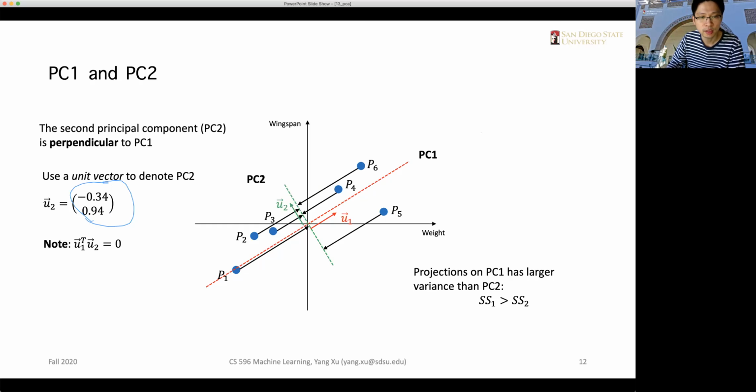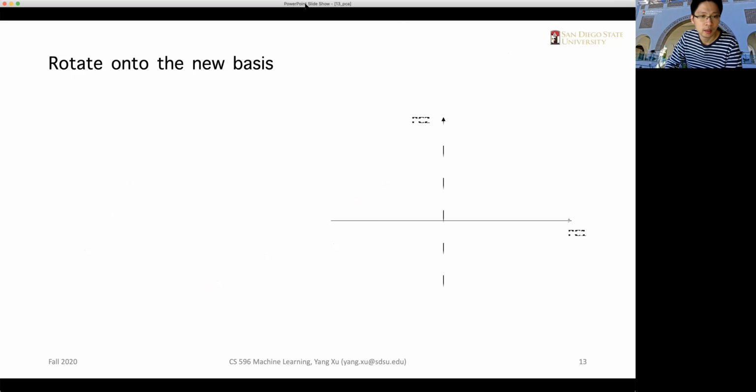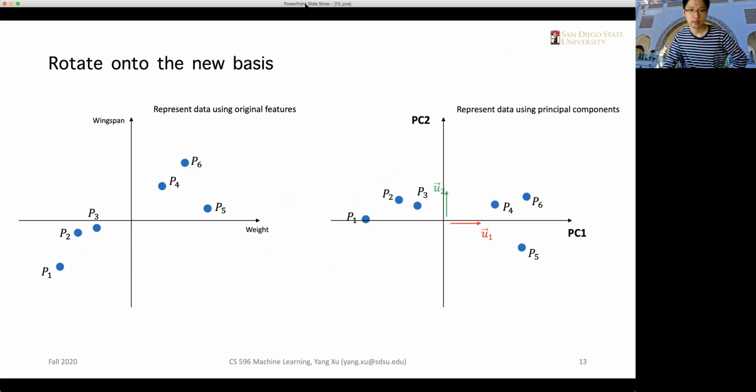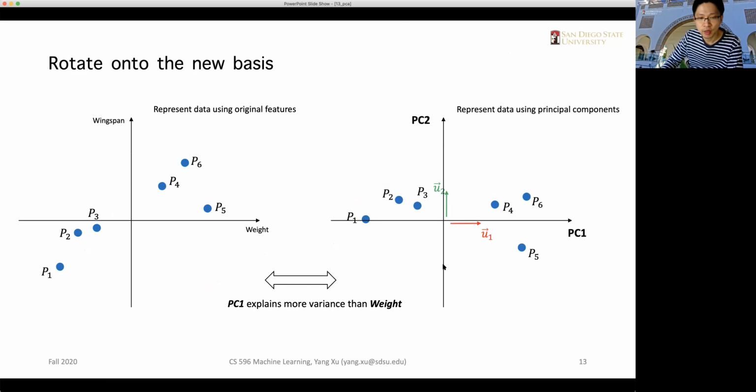So now, given PC1 and PC2, we can use them as our new dimensions, and we can rotate the original data points onto the directions of PC1 and PC2. These will represent the data with larger variance, because PC1 explains more variance than the original weight feature or original dimension.